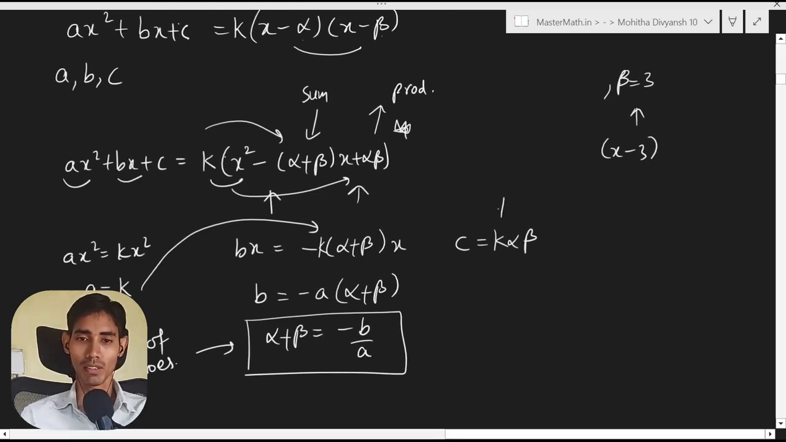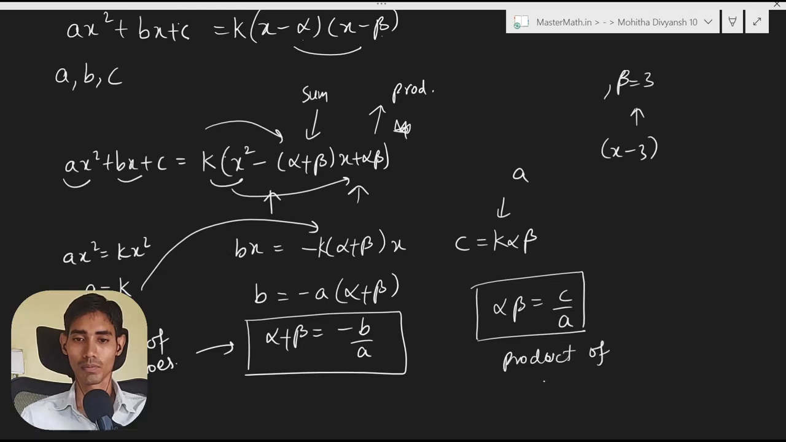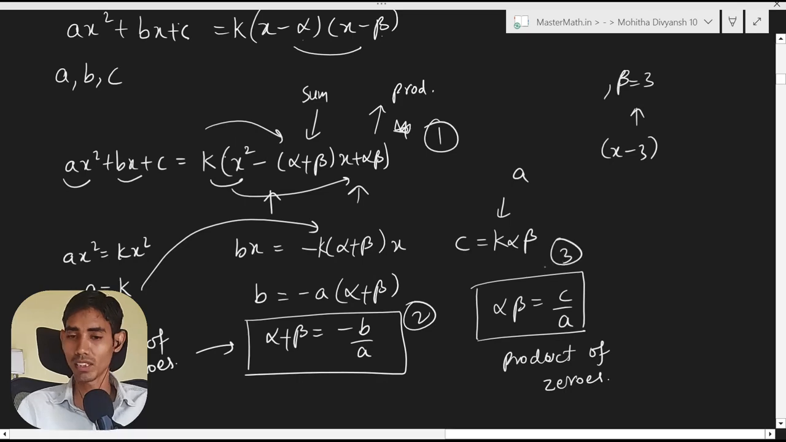Coming to the second one, if we substitute k, alpha beta is equal to c by a. This is the product form, product of zeros. So these are the three things that we need to remember, and if you remember these three things, probably the whole chapter is done. I mean, we'll do some questions, but this is what it is. Any doubts? No, sir. All right.